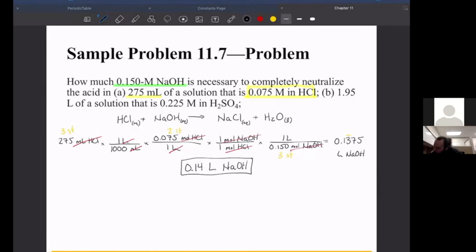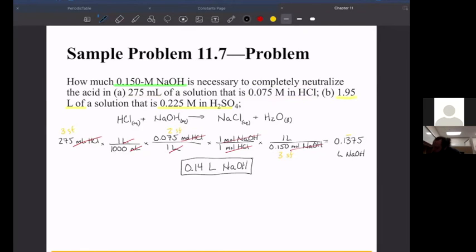All right. So now let's move on to part B. I'm going to get rid of my coloring here so we don't get mixed up. Now I'm going to use the same solution of base with my acid, but now I'm going to have 1.95 liters of 0.225 molar H2SO4.